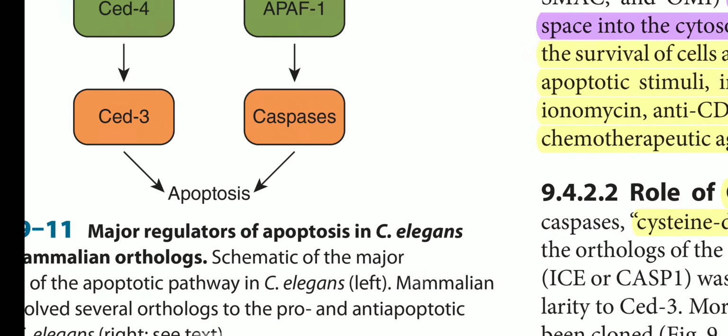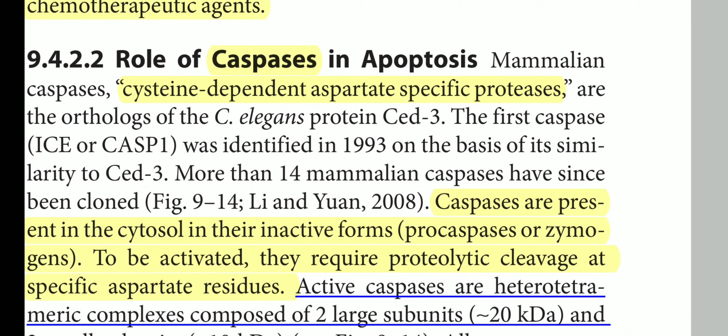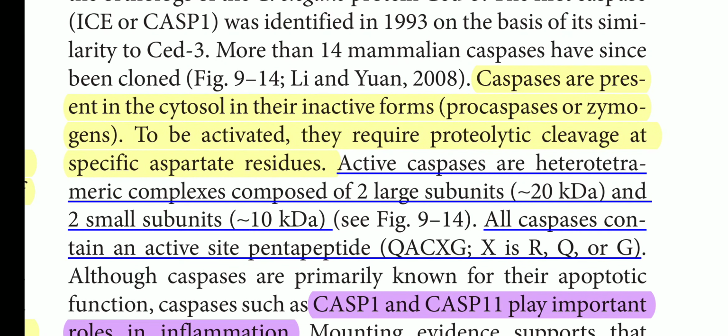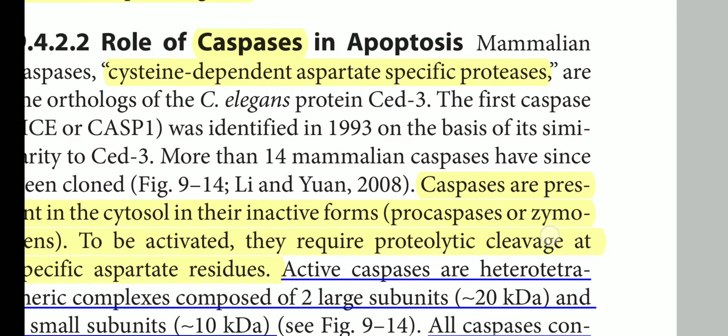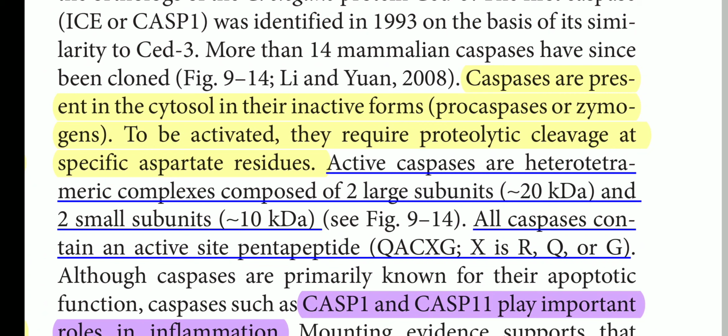Now the role of caspases. Caspases lead to apoptosis. Caspase stands for cysteine-dependent aspartate-specific proteases, meaning they cleave after aspartic acid, with cysteine in the active site. The ortholog in the worm is CED-3. Caspases are present in the cytosol in their inactive forms, the procaspase or zymogen, and to activate them they require proteolytic cleavage at specific aspartate residues.